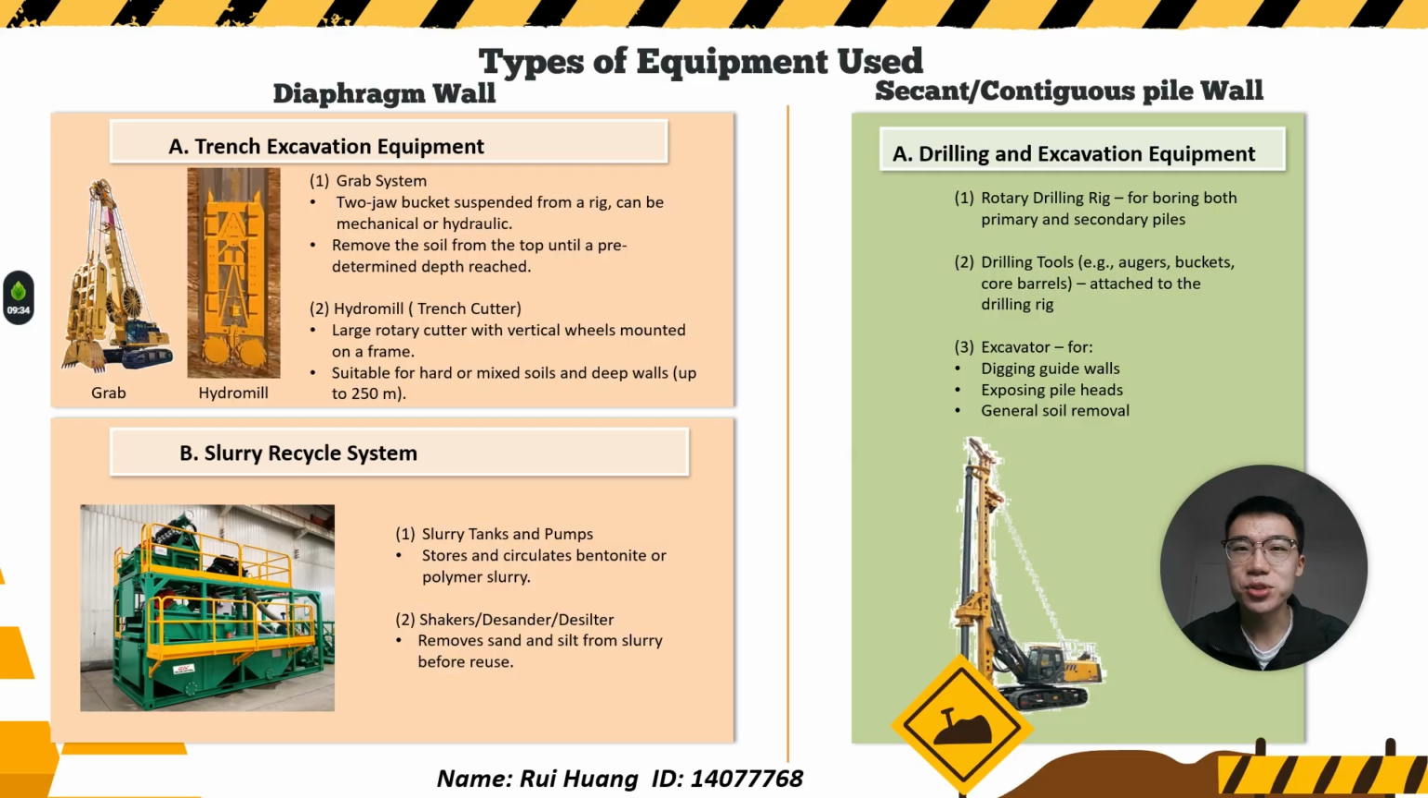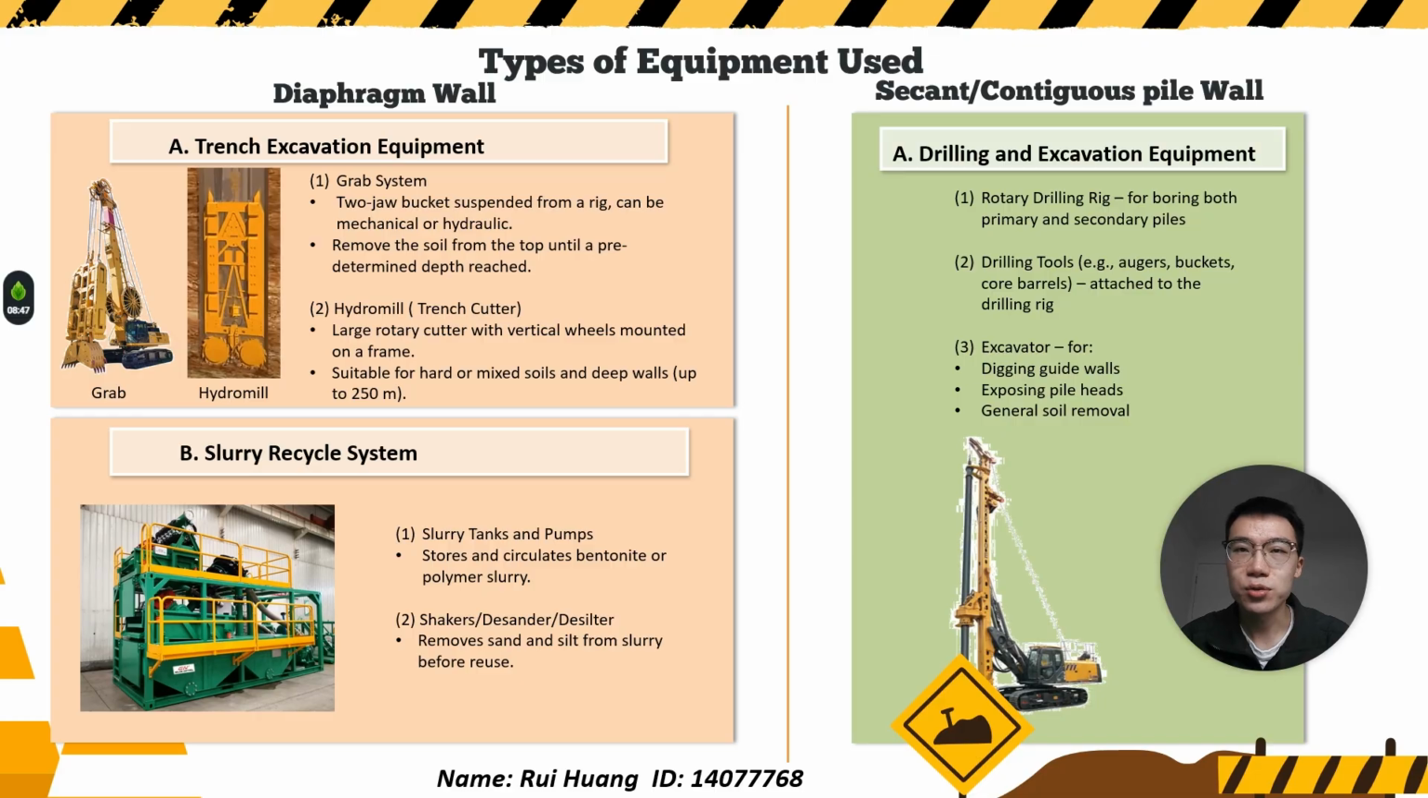This system mainly involves two categories of equipment. First is the grab system, which uses two jet buckets suspended from a crane. It can be mechanical or hydraulic, and it's commonly used to remove the topsoil until a determined depth is reached. Then a hydromill, also called a trench cutter, is positioned in the precasted panel. It's a large rotary cutter with vertical wheels mounted on a frame. It can cut through both the soil and harder materials, such as rocks up to 200 megapascal, which is suitable for deep excavation, and the depth can go up to 250 meters.